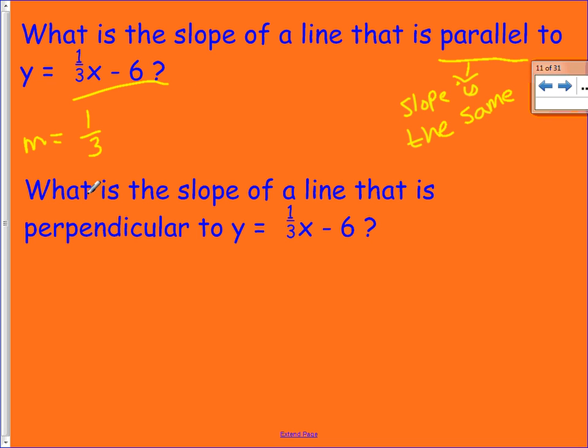Okay? What is the slope of a line that is perpendicular? For those of you that don't remember, perpendicular means that my slope is the negative reciprocal.